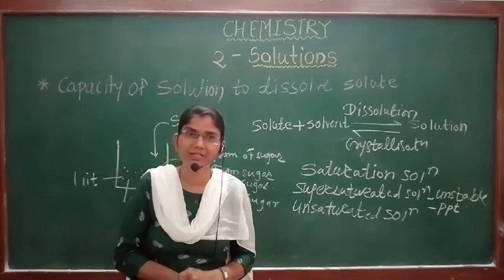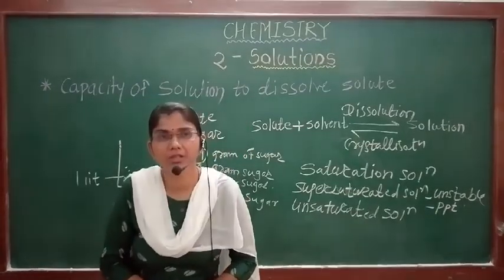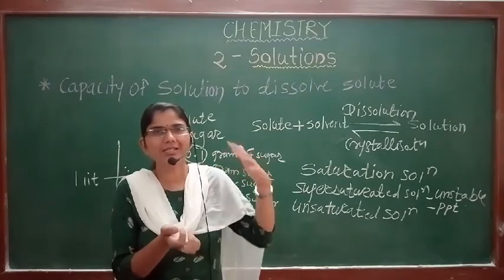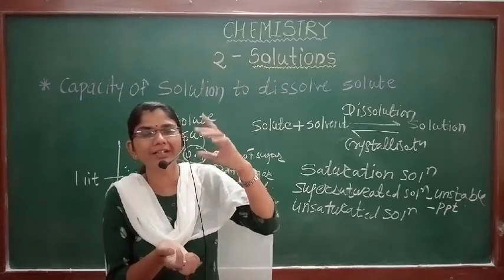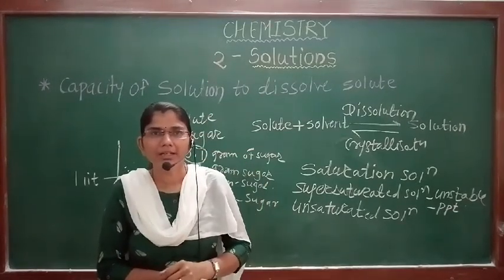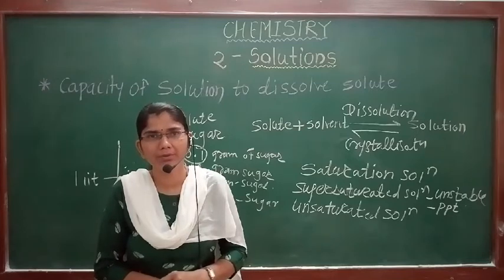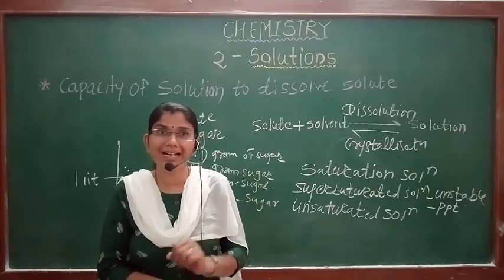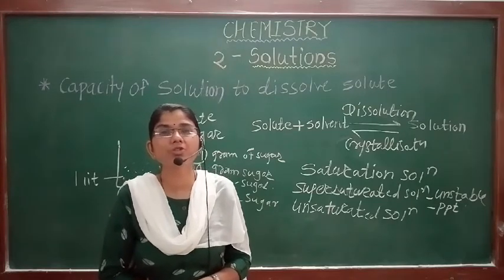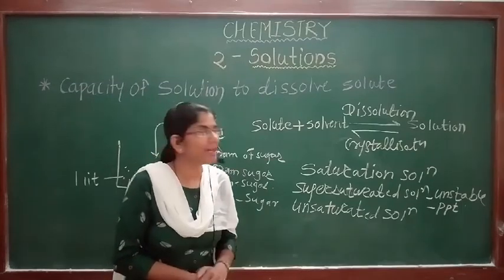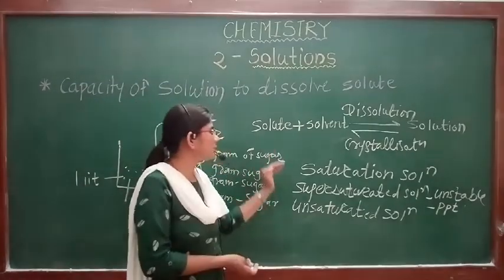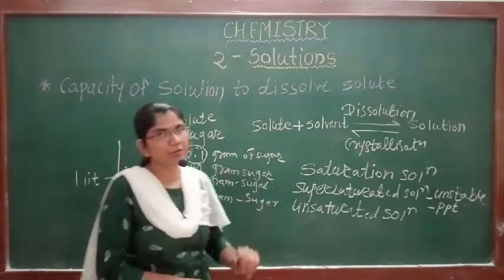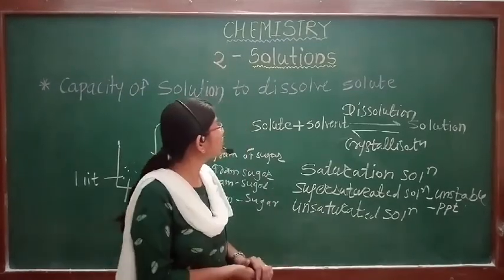And the third type of solution is unsaturated solution. At that time the capacity, in this case, is only 300 gram of sugar dissolved in 1 liter of solvent water. But if we dissolve only 200 gram, then it is less than the saturated solution, and therefore at that time the solution is unsaturated. So these are the 3 types of solution: saturated solution, supersaturated solution and unsaturated solution, depending on the capacity of a solution to dissolve a solute.